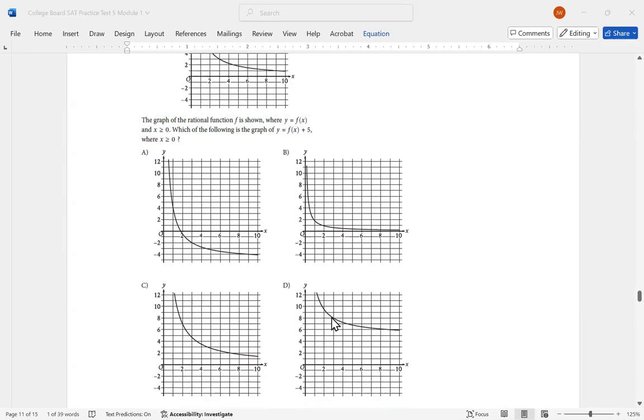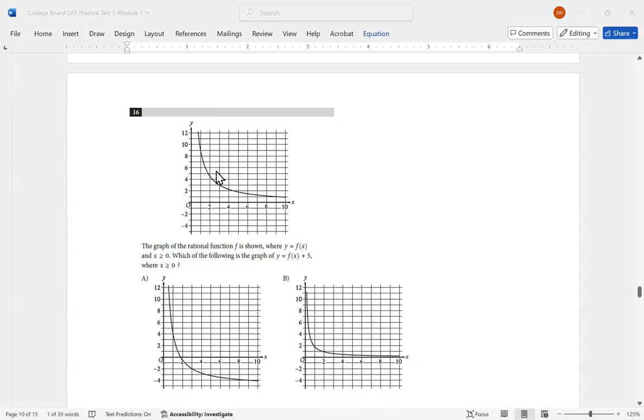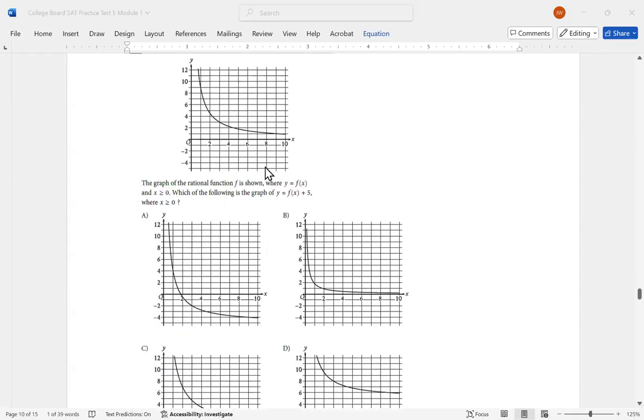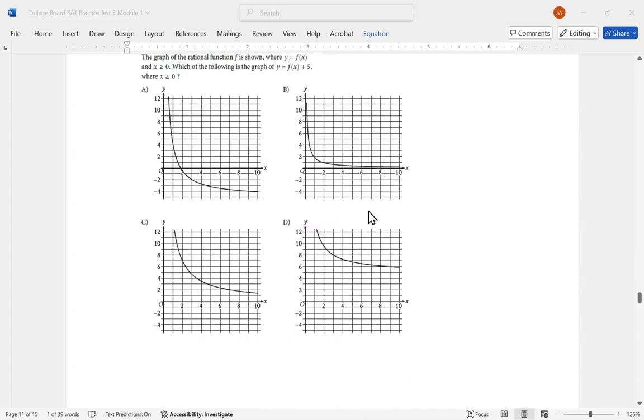It's this D. D is the graph where everything got shifted up 5 units from the given graph. So we have the given graph just shifted up 5 units. And that's D. So D is in dog.